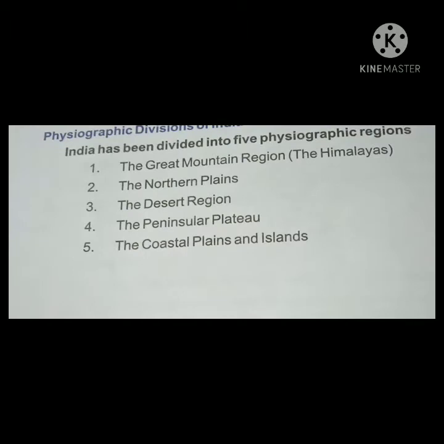Now let's see the physiographic divisions of India. India has been divided into 5 physiographic regions: the Great Mountain region, the Northern Plains, the Desert region, the Peninsular Plateau, the Coastal Plains and Islands. Let's first see about the Great Mountain region.